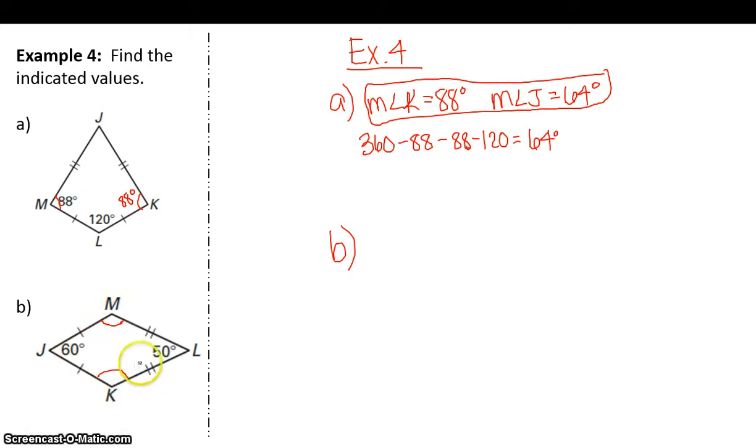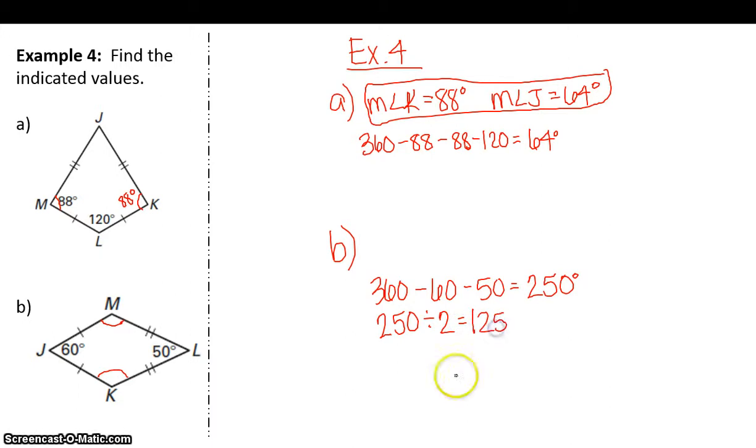Well, again, all 4 angles in a quadrilateral have to add up to 360 degrees. So I'm going to do 360 minus the 60 degrees and minus 50 degrees. That gives you 250 degrees. That's what these 2 angles should be, 250 degrees between the 2 of them. And since we know they're congruent, I need to cut that in half. So 250 divided by 2 is 125. That means the measure of angle M is 125 degrees, and the measure of angle K is 125 degrees.